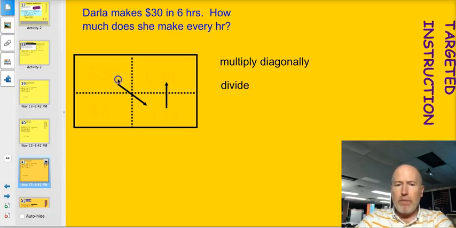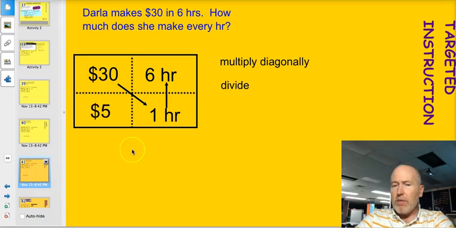Let's see how you did. I popped in 30 here and 6 hours. Our question is, how many does she make in 1 hour? 30 times 1 is 30, divided by the 6 gives us $5. We have two ratios here, $30 to 6 hours, $5 to 1 hour.